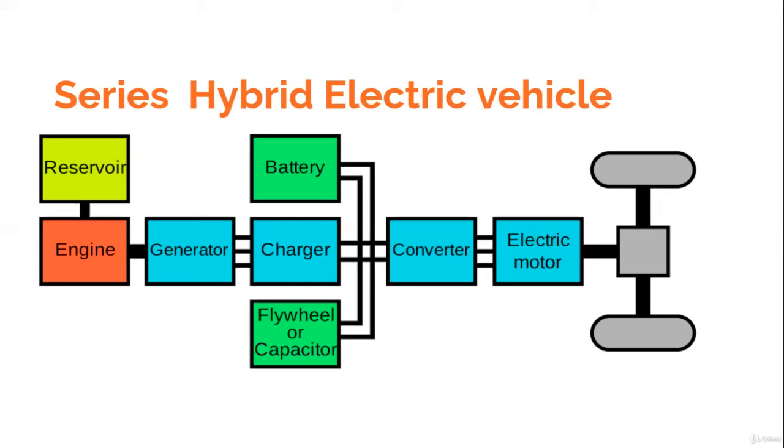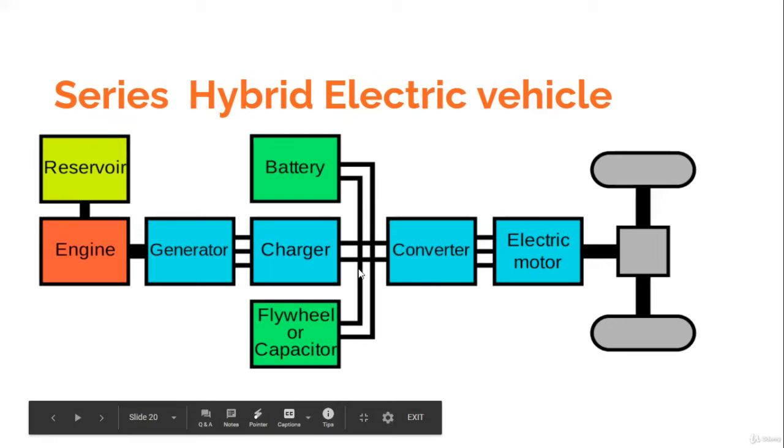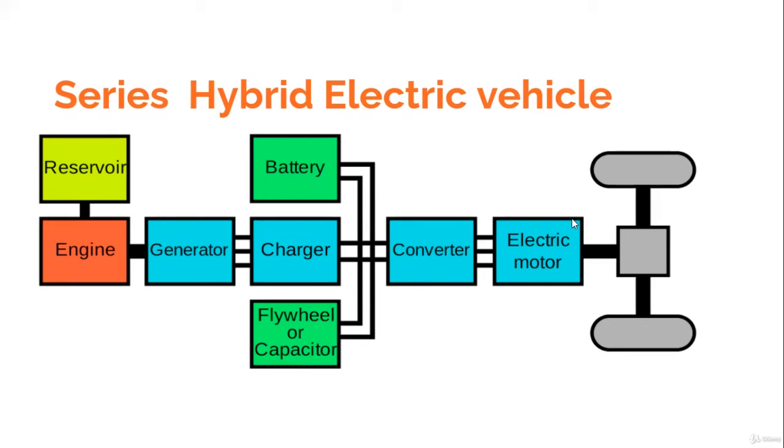As you see the next configuration, you would be in a position to relate the two. Look at the configuration once again. You see that the engine is connected to the generator, and this provides the electrical power. This is a charger, okay? It's charger, battery, and a flywheel or a capacitor. So the engine is assisting this electrical motor, and this electrical motor is the one which drives the wheels. Okay, so just remember this configuration.